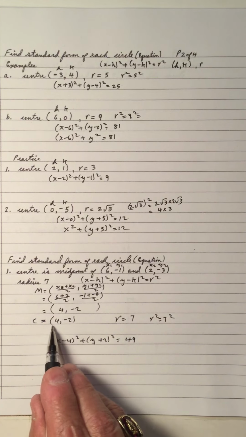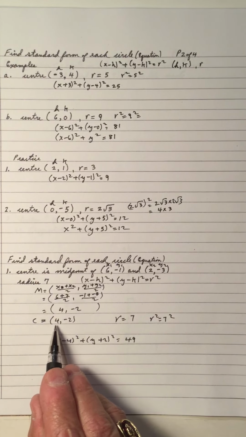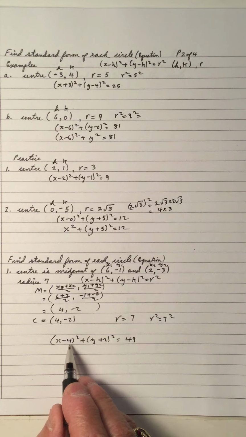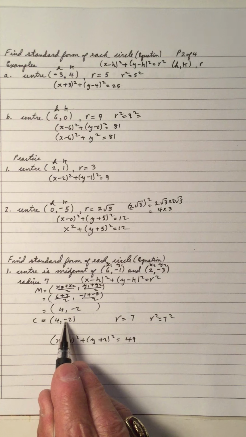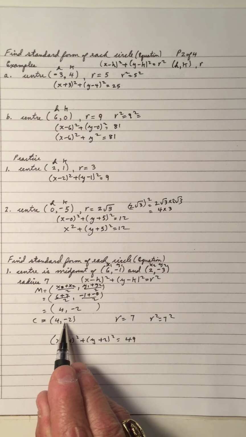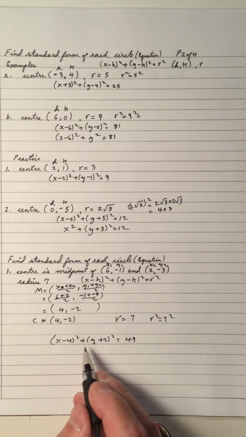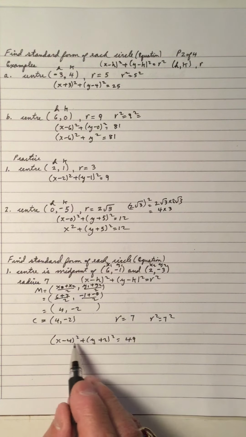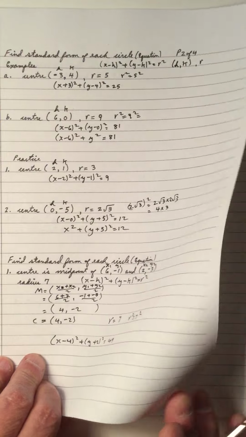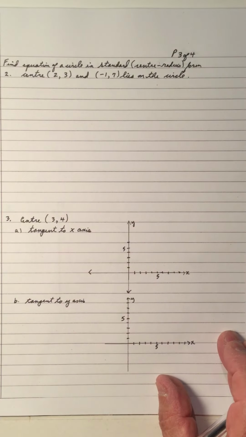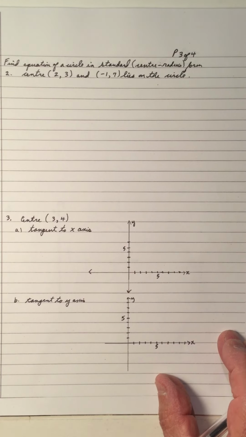Again, when you sub these coordinates in, it's an x minus h, so it's x minus 4. And notice when you go y minus k, it's y subtract negative 2, which makes it plus 2. So you're really changing the signs, what it looks like, because you're subtracting the coordinates. Okay, let's continue. Find the equation of a circle in standard form.